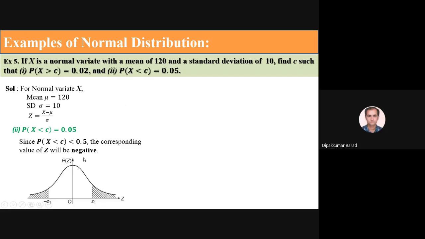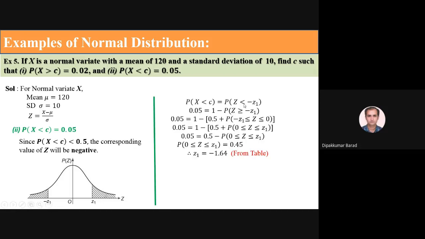Now X less than this C means all Z which is less than Z1, that is, minus Z1. So this is the area you want to find, which is given as 0.05, and you want to find this Z1. But this is the same as this 0.05, so use the symmetry. So Z1 we get somewhere here.